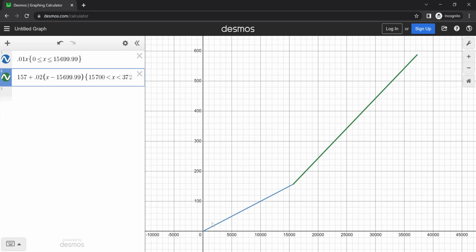So notice the graph gets steeper. This is the progressive tax rate. It means you pay a higher percentage on your income as it goes up. That's why it's steeper than the blue line there. So let me snip this in. You can see, I mean, it's not terrible.